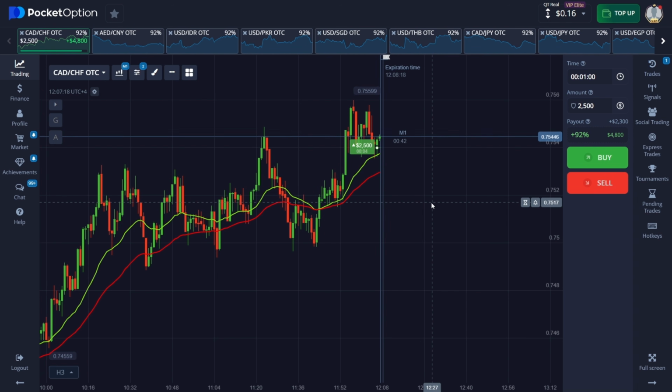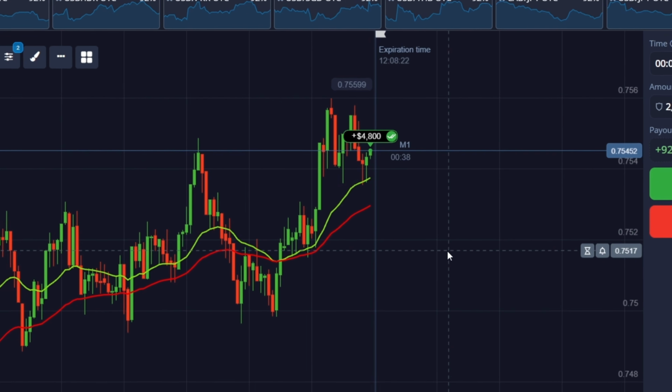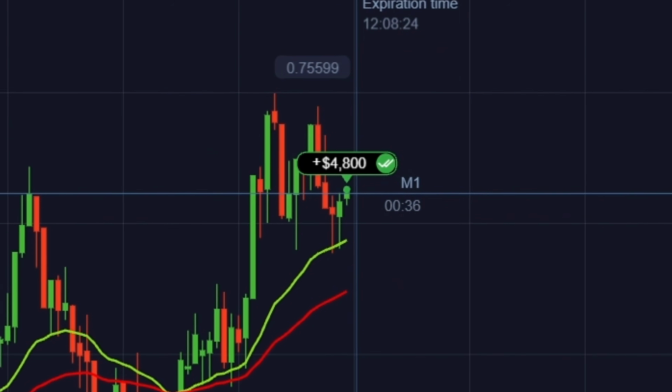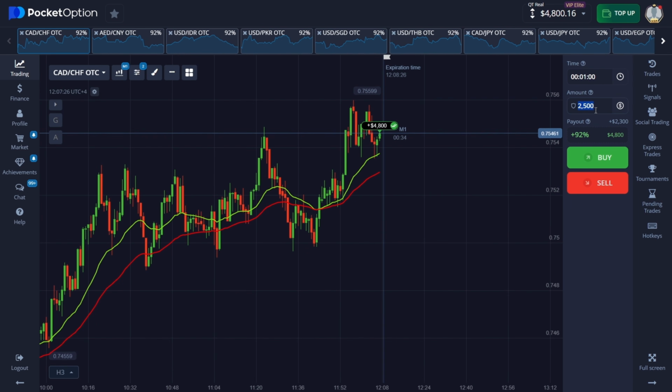With only a few seconds remaining, I won another trade. Now my balance has turned into $4,800. Let's find a trade for $4,800.